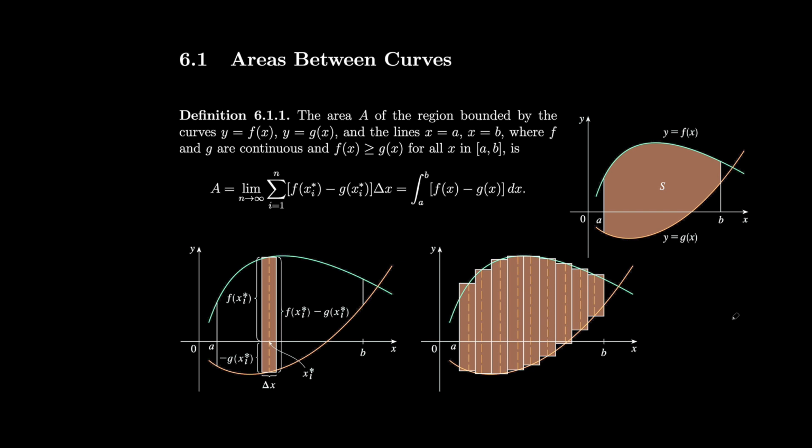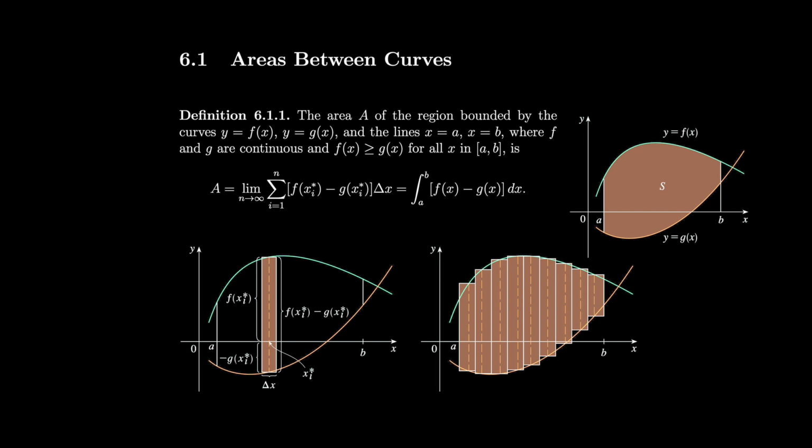If we want to get the area of the region bounded by the curves y equals f of x and y equals g of x, and the lines x equals a, x equals b, where f and g are continuous, and notice f is bigger than g for all x in the interval, then we say that the area bounded by the two curves is the limit of the Riemann sum of the difference of the two functions, which we know by definition is the integral of the difference between the two functions.